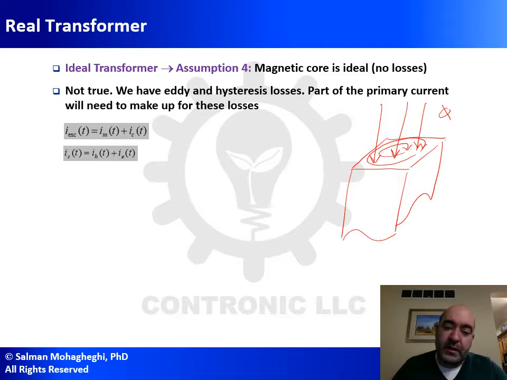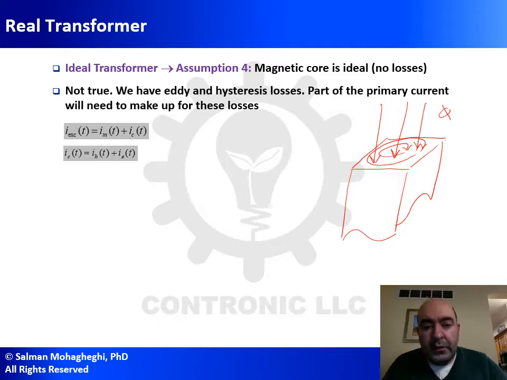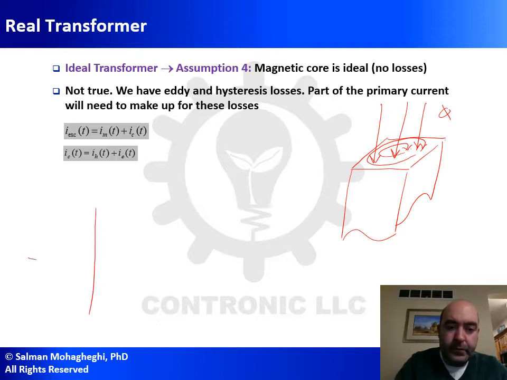Hysteresis losses, on the other hand, are another interesting phenomenon that happens in magnetic cores. Now, in order to understand hysteresis losses, again, we have to go back to the basics of magnetic circuits. Let's consider a magnetic core with the saturation curve.